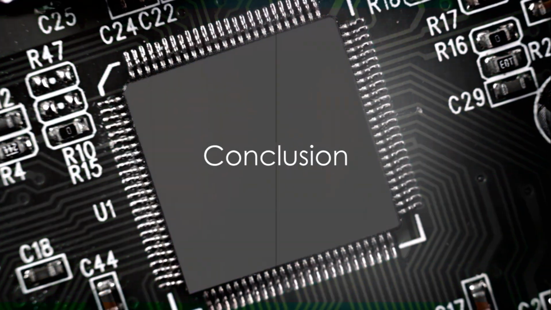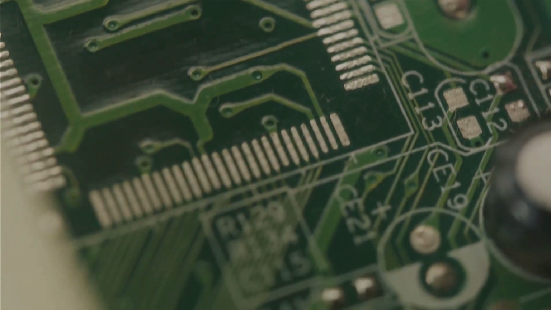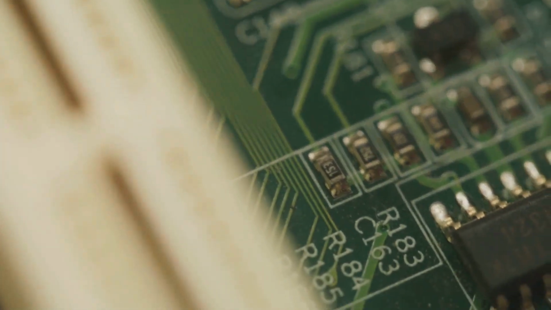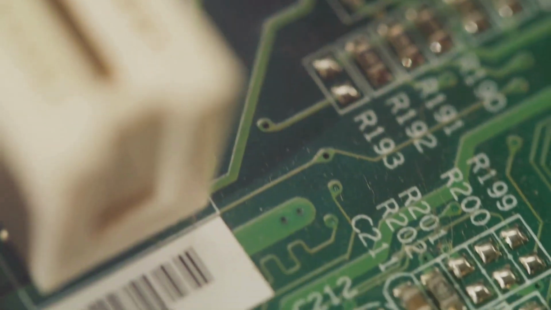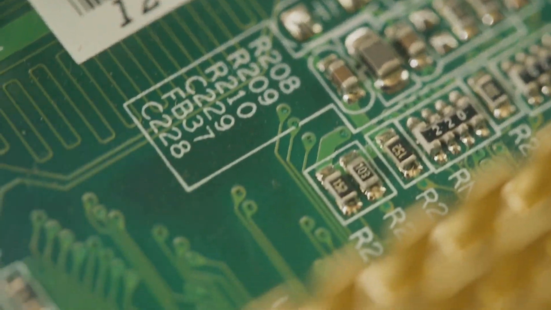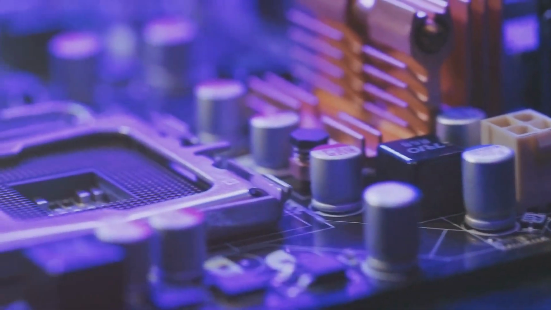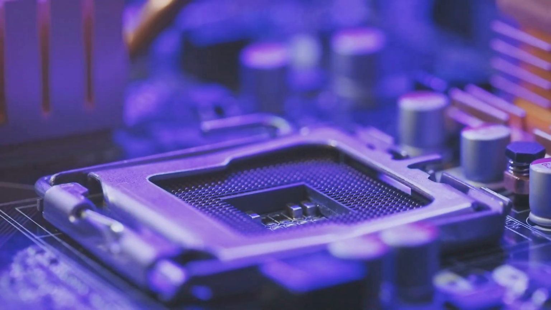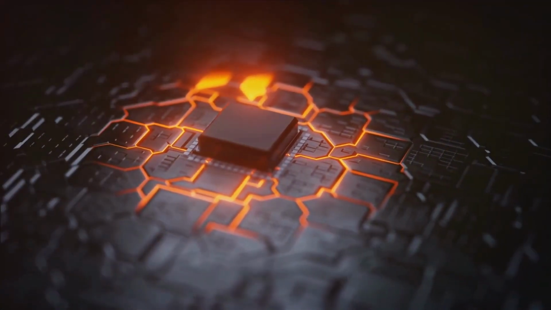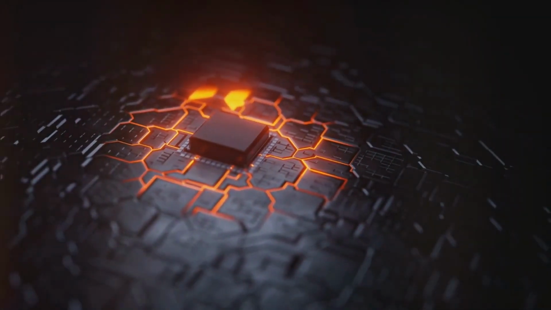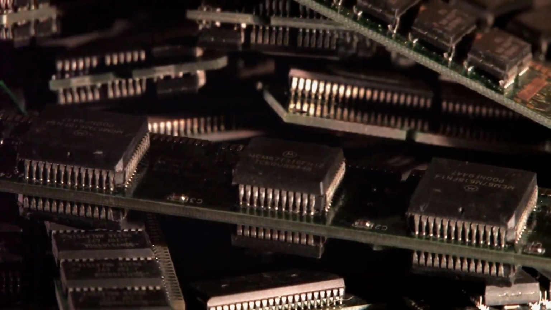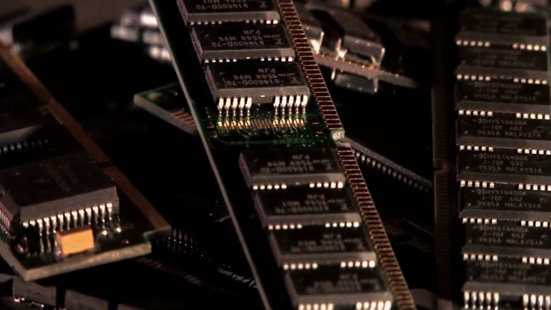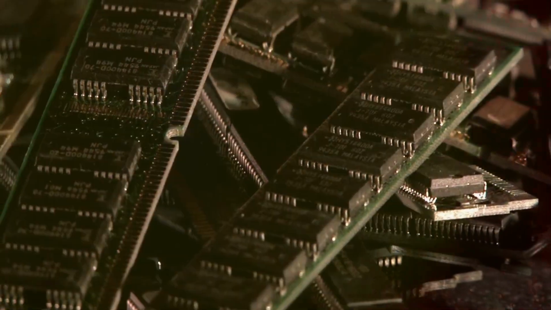In summary, the cache is a small, high-speed storage area on a computer's chip that stores copies of frequently accessed data, effectively speeding up the system's operations. Its effectiveness relies on the principle of locality of reference, and its design involves several considerations such as cache mapping, replacement policies, and write techniques. So, the next time your computer processes information at lightning speed, remember to thank the humble cache.